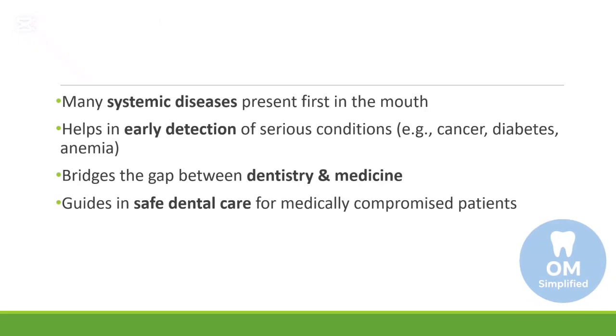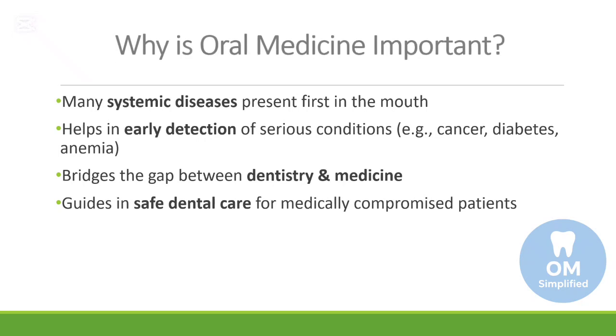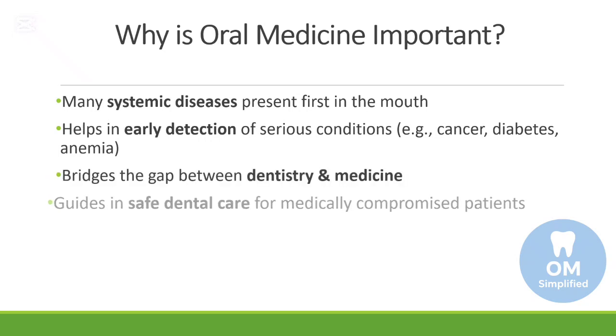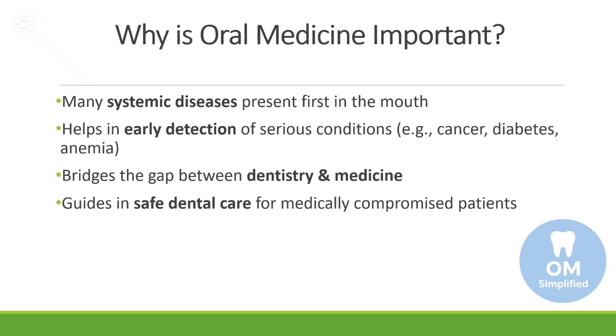Why is oral medicine important, you may ask? Well, many systemic diseases present first in the mouth. So oral medicine helps diagnose those diseases. It helps in the early detection of serious conditions such as oral cancers, diabetes, anemia, heart diseases, or bleeding disorders. It bridges the gap between dentistry and medicine and guides in safe dental care for medically compromised patients.